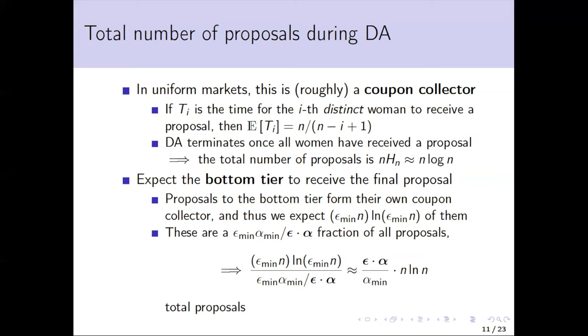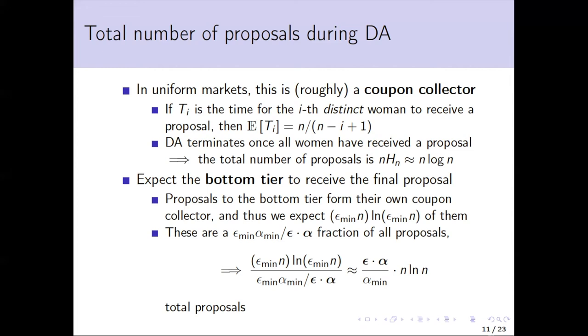We start by studying the total number of proposals during the deferred acceptance process. In the uniform market, this is pretty well studied. It is very similar to a coupon collector problem where T_i marks the time, or the number of proposals, needed for the ith distinct woman to receive a proposal. We only need to take the sum of T_i for i from one to n, where n is the number of all women. It's easy to see that this is essentially n times log n. Of course, there's a slight nuance because in deferred acceptance, men will not propose to the same woman again, whereas in coupon collector, you may collect the same coupon multiple times, but it's very easy to show that the difference here is very small and insignificant.